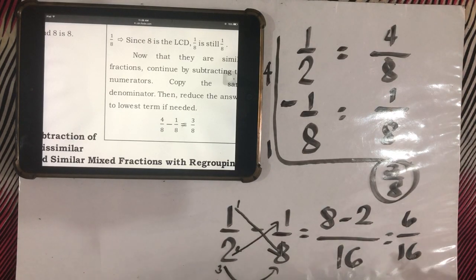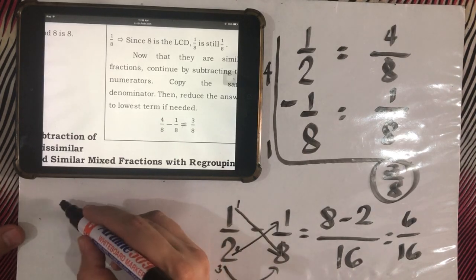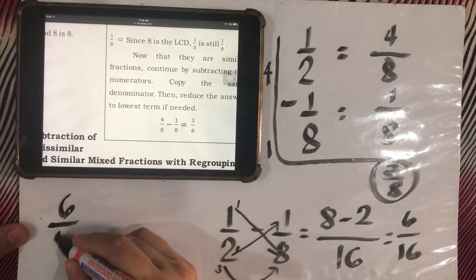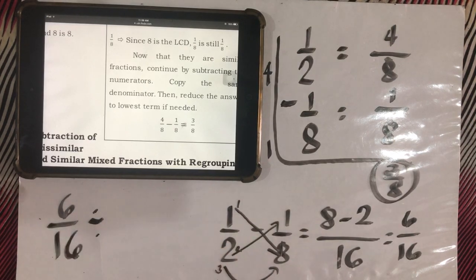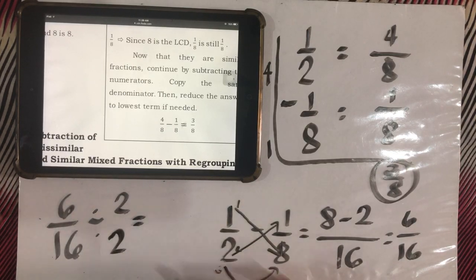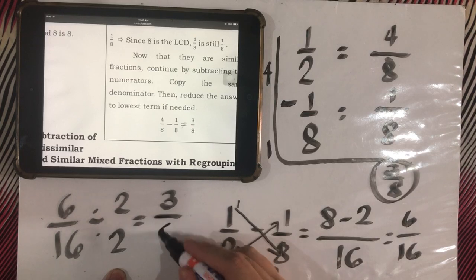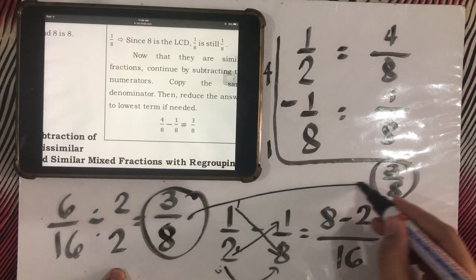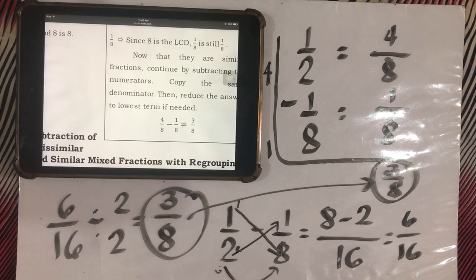Dito kasi, kailangan mo na ngayong mag-simplify. Sabihin, kailangan natin hanapin yung GCF. So we have here, sulat natin dito. So the answer is 6 over 16. Ano ba yung GCF nilang dalawa? Okay? So, ang GCF ng 6 at 16 ay 2. Okay? So, divide natin sa 2. 6 divided by 2, you have 3. 16 divided by 2, you have 8. So, you were able to get the same answer, 3/8.